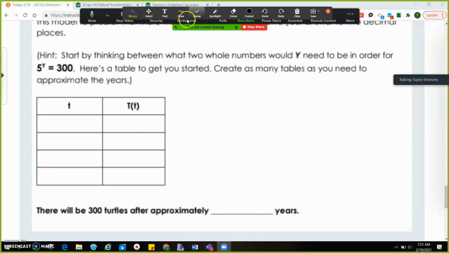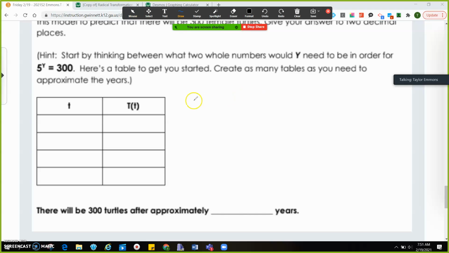And so let's just think about it. After year 1, I plug in 1 into this equation. I'm going to get 5 to the 1st power, which is 5. So there's going to be 5 female turtles after that. So I need like a bigger number. Let's do 5 to the 5th power.